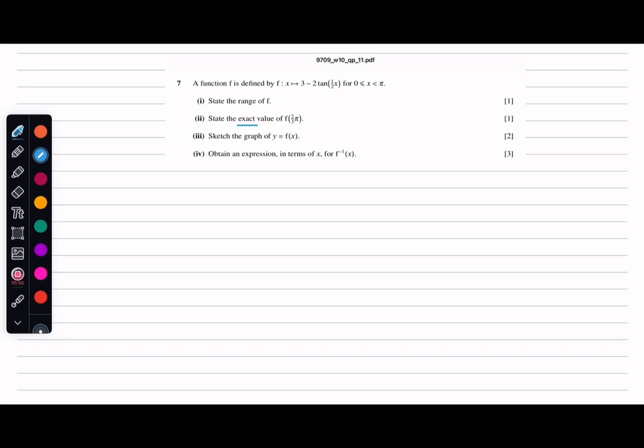So for f inverse x, obtain an expression. So I have the function which shall be equal to y, and this is equal to 3 minus 2 tan of x by 2. So to get this inverse function, I should say that 2 tan x by 2 shall be equal to 3 minus y, or tan x by 2 then shall be equal to 3 minus y divided by 2 here.